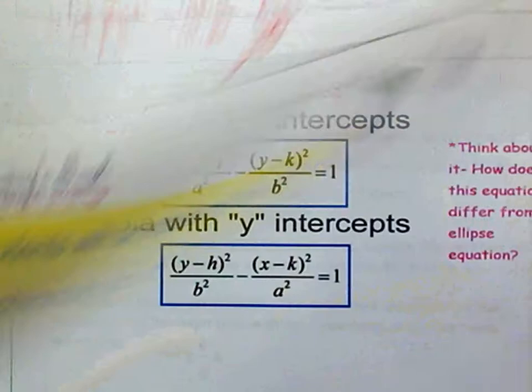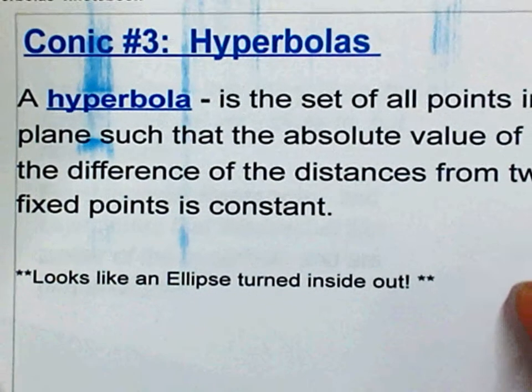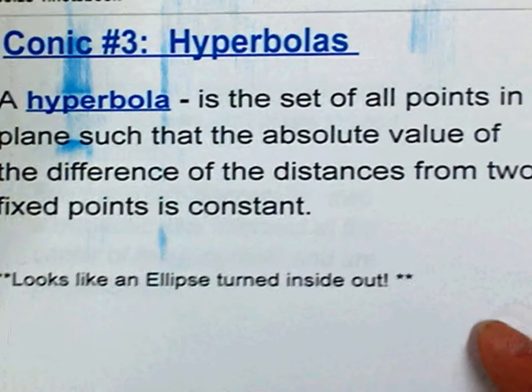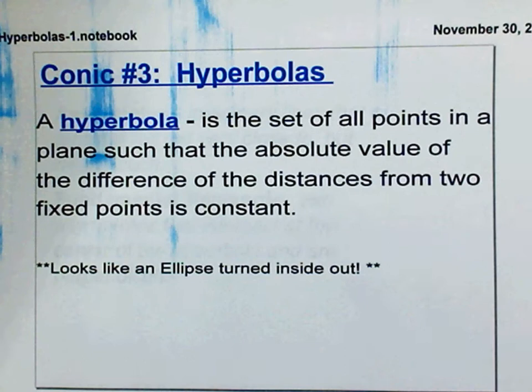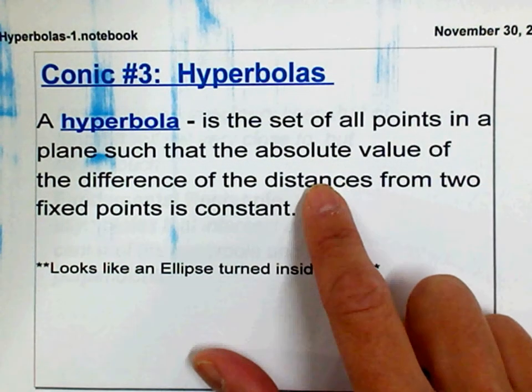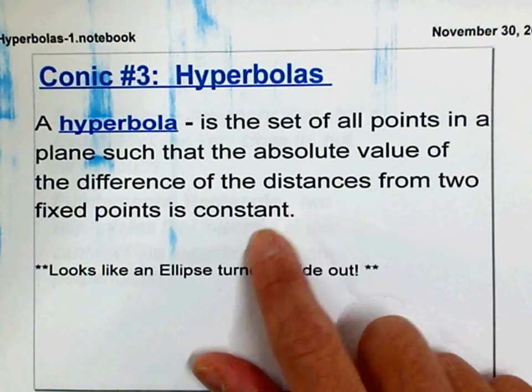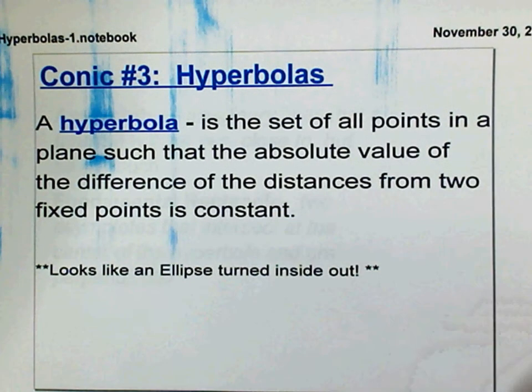So here's your first definition. A hyperbola is a set of all points in a plane. Let me see if I can make this a little smaller so you all can see better. There we go. It's a set of all points in a plane such that the absolute value of the difference of the distances from two fixed points is constant. That means they are basically the same. It looks kind of like an ellipse turned inside out.